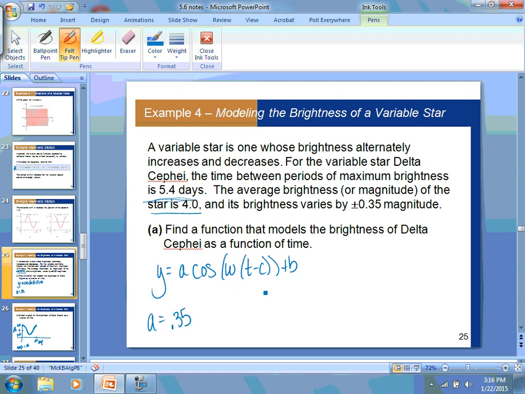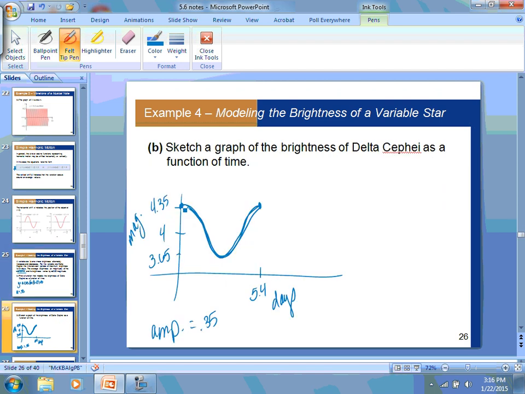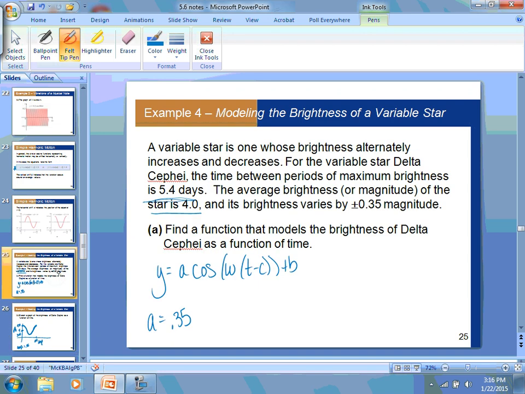Now that brightness, our average brightness is 4. If you notice on my graph, usually the cosine curve starts up at 1. Okay, but here I'm not starting at 1. Okay, that average is kind of like the 4 there, and then I'm going above it and below it. So that 4 is actually going to be my B value at the end. That's how much I'm shifting the graph up.